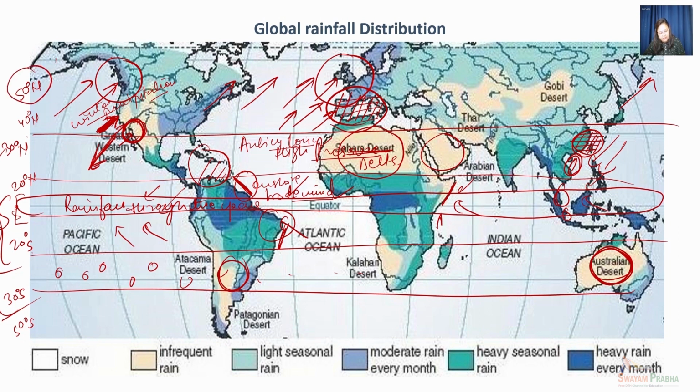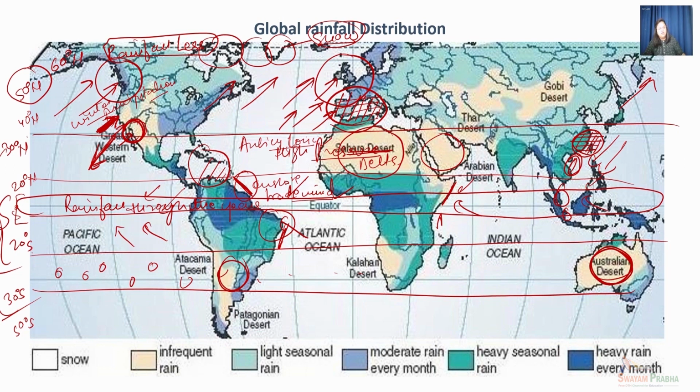Beyond 50 degrees and beyond 60 degrees north and south of the equator, the rainfall is very little. And whatever precipitation you receive is in the form of snow. So at 60 degrees and beyond, even 75 degrees north and south of the equator, in the Greenland area, in the northern parts of Canada, in the Siberian area, and in the Antarctic region, you can see very heavy precipitation in the form of snow, and rainfall is very limited in these areas.